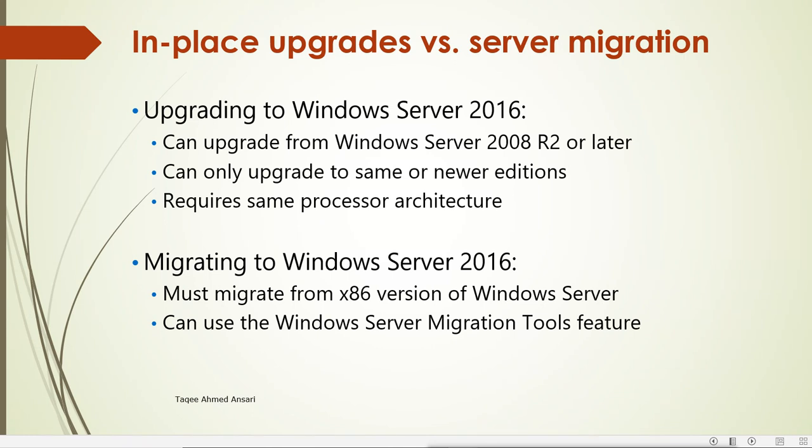For example, if we are using the Server 2008 operating system, not R2, and we want to upgrade to 2016 directly, it is not possible to upgrade, so what we do is migrate it. Now migration means we have to follow a procedure. You have to take a backup, or remove everything from there, and then you can change the operating system.